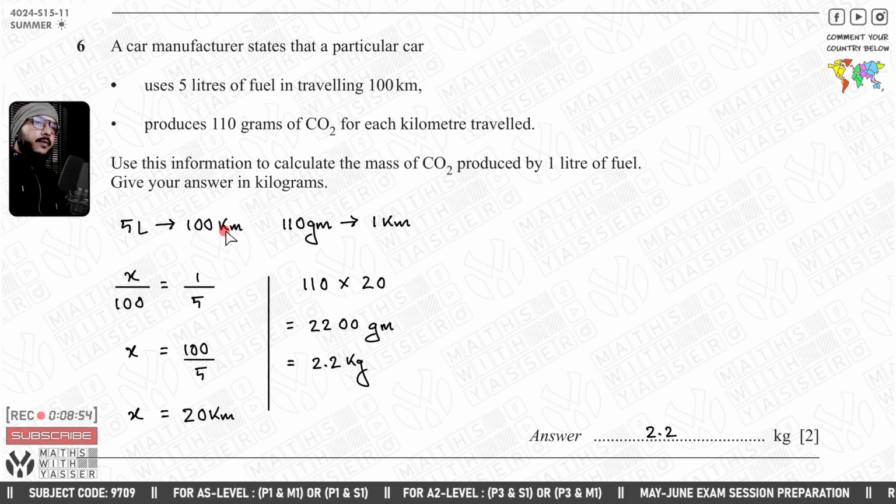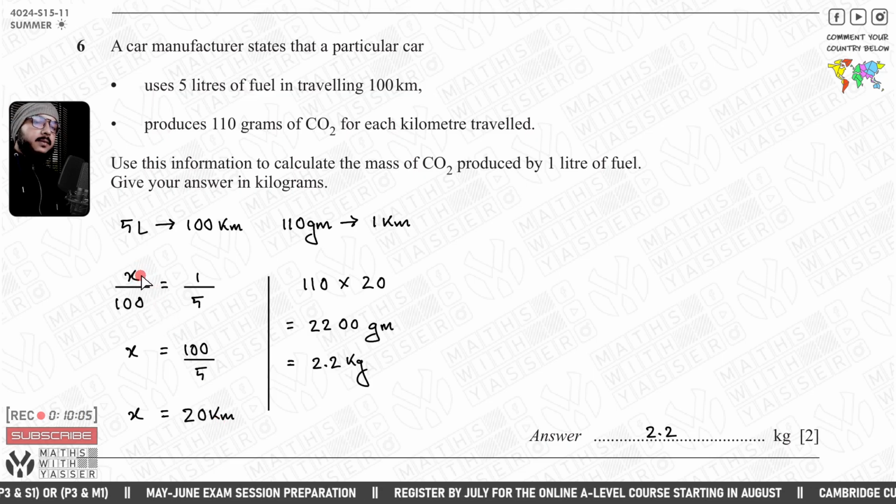For 5 liters, it travels 100 kilometers and 110 grams of CO2 is produced for each 1 kilometer. We are considering the mass as X and we are using the proportion method to find the mass of CO2 produced by 1 liter of fuel. So what we can do, we can say X over 100 is equal to 1 over 5. So X is the mass that we need to find and 1 is the liter of fuel. And we know that for 100 kilometers, it uses 5 liters of fuel. So this is how the proportion method can be done. Then if we make X the subject, it becomes 100 over 5. So that means X is 20 kilometers.